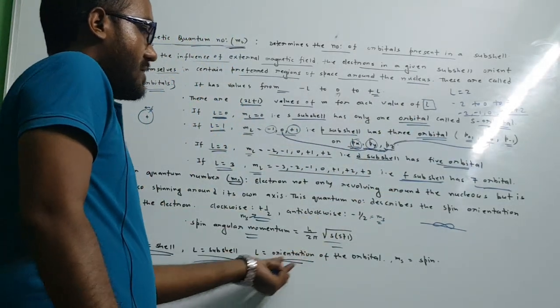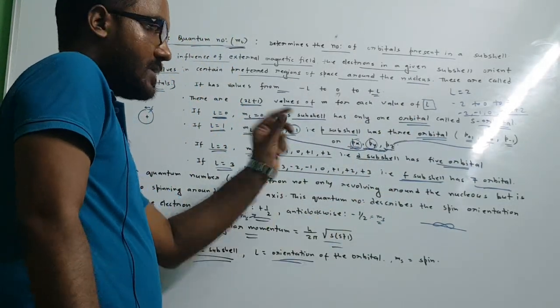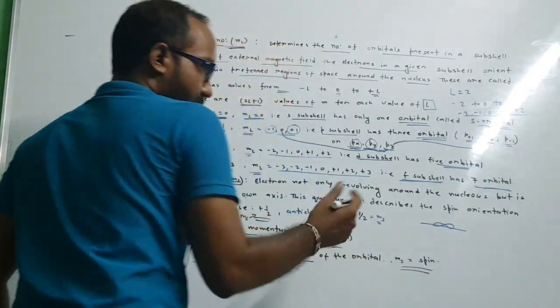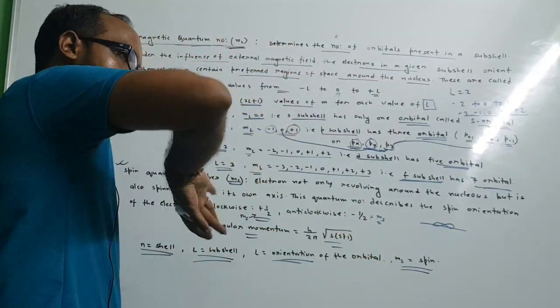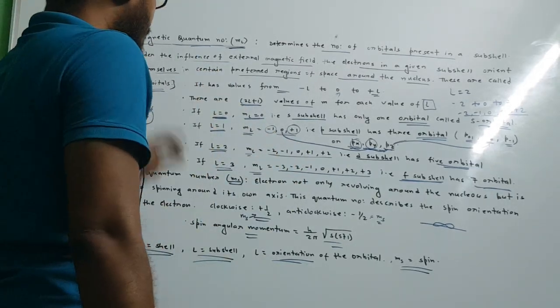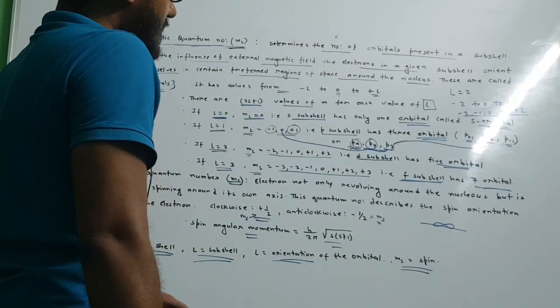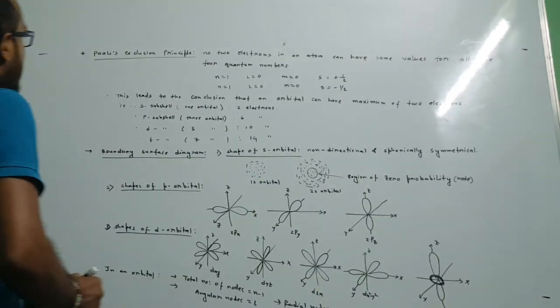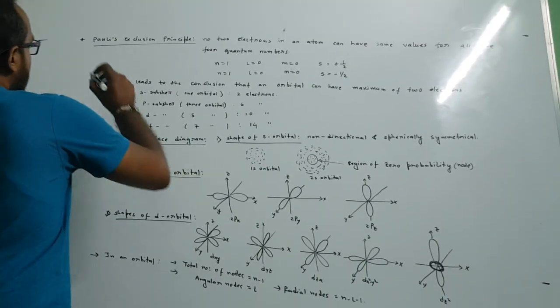So m_l is the orientation of the orbital, how it is oriented in 3D space, and m_s is spin, clockwise spin and anti-clockwise spin. So by these 4 quantum numbers we can explain everything in the atomic structure. So let us continue our lecture.